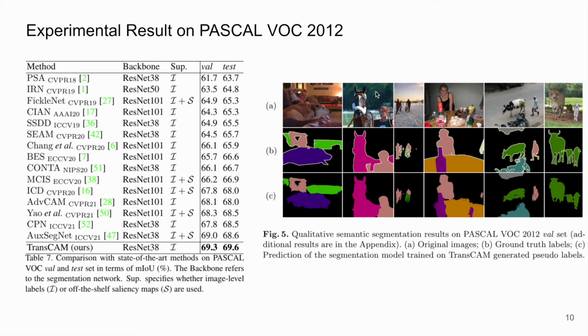Our method has very good performance that is competitive with other state-of-the-art methods. We obtain 69.3 in terms of MIOU on the PASCAL validation set and 69.6 on the PASCAL test set. The qualitative result on the right shows that TransCAM performs well on some hard examples where multiple objects are presented in an image.